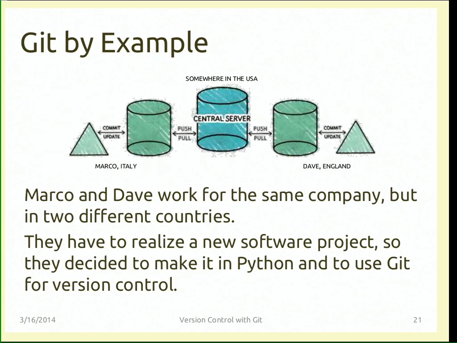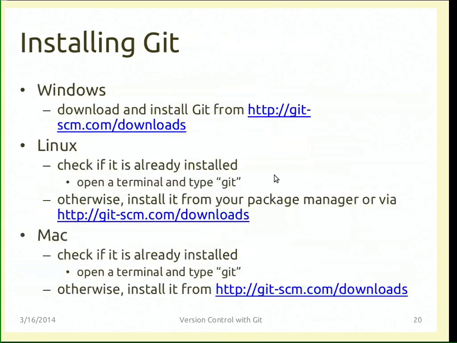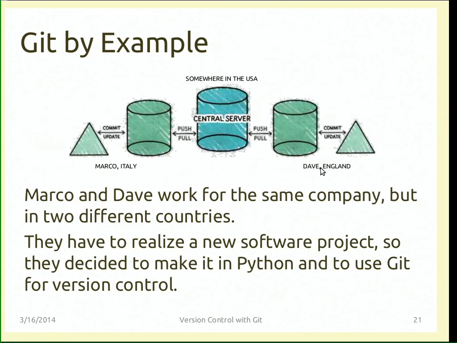So, let's see Git by example. We have this structure. We have Dave that works in England on his own computer, Marco that works in Italy on his own computer, and then we have a central server somewhere in the USA. For us, the central server will be GitHub, that probably is somewhere in the USA. So we have these two people, Marco and Dave, that work for the same company, but in two different countries. And they have to realize together a new software project. And they decide to make it in Python, for example, and to use Git for version control.